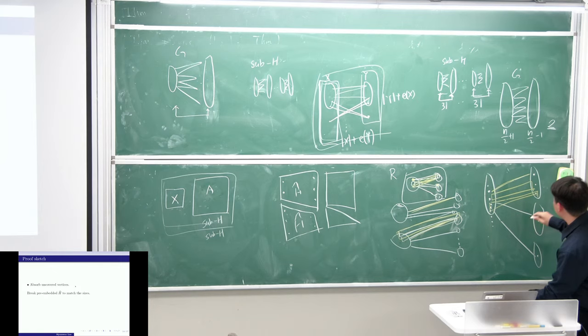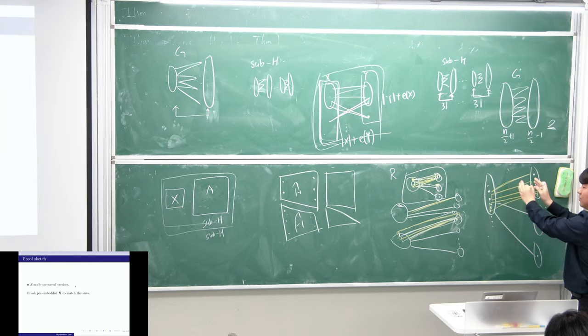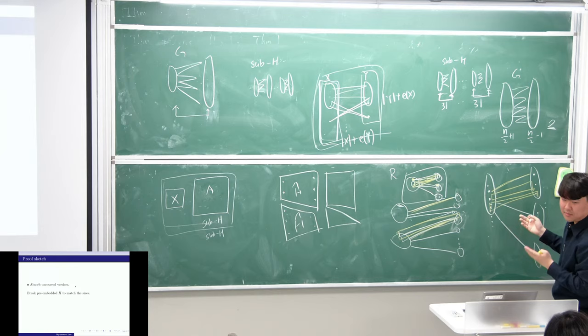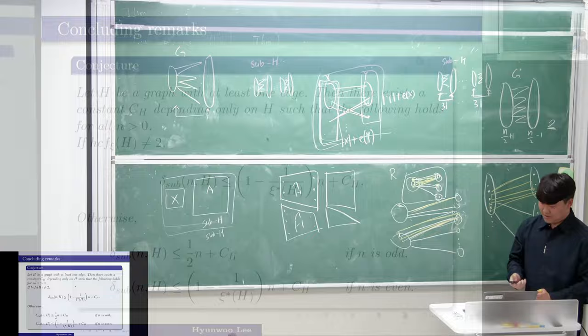Then the size of the left and right uncovered vertices is the same. And then we can use the type 1 sub-edge algebra. So by this, we can prove our main theorem.